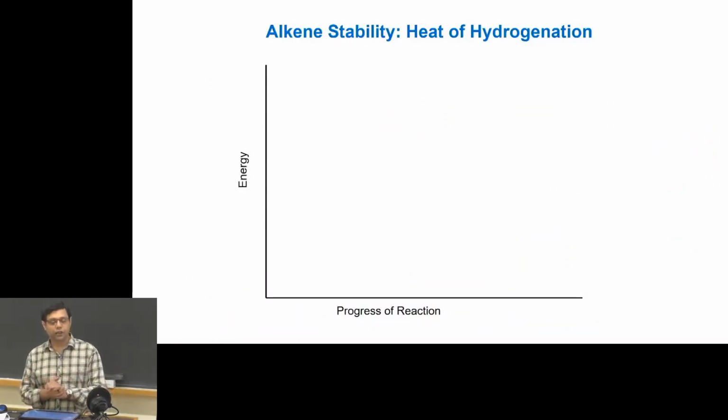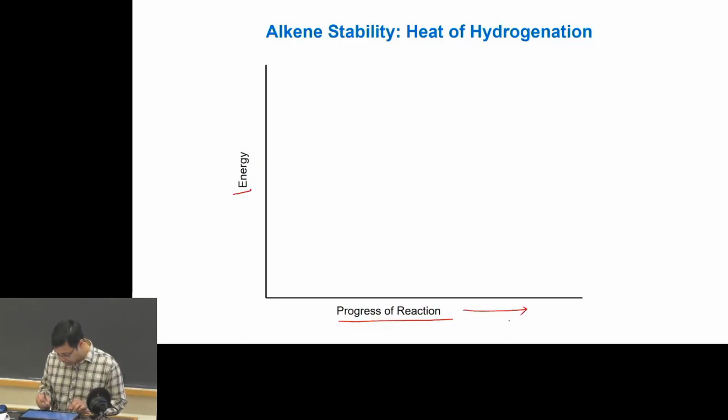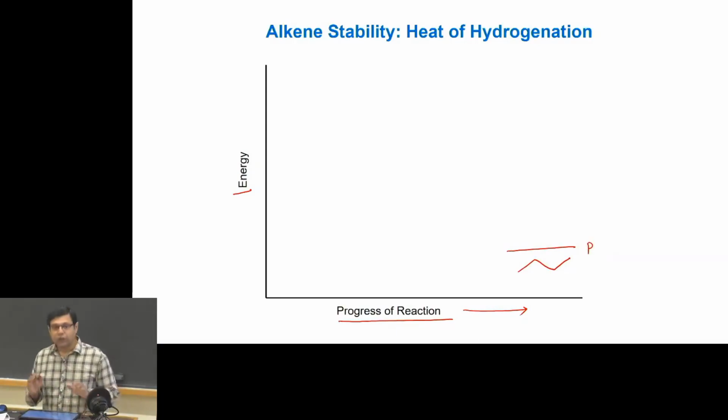So here is the reaction coordinate diagram. Y-axis energy, x-axis progress of the reaction. Now all these three compounds gave the same product upon reaction, butane. So that's your product. So let's start off with the most stable reactant, which is compound B, that is trans-2-butene.